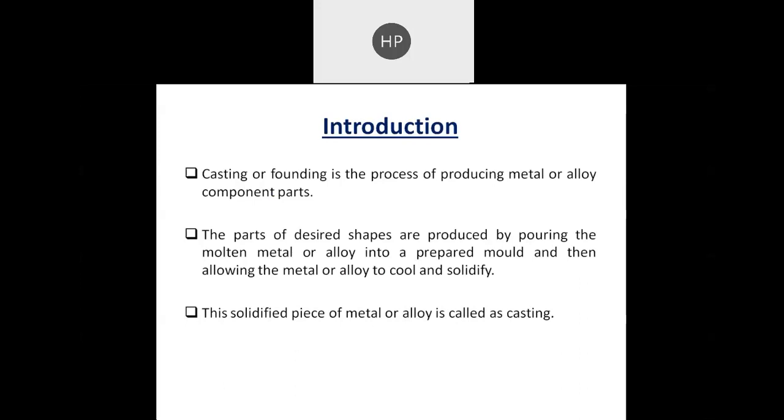is a process that makes components by using metal and alloys, okay, and the parts are produced by melting a metal or alloy, and then it is poured into a prepared hollow cavity, and in that it is allowed to cool and solidify. Okay, so after solidification we take out the component from the mold, and that is called a casting.